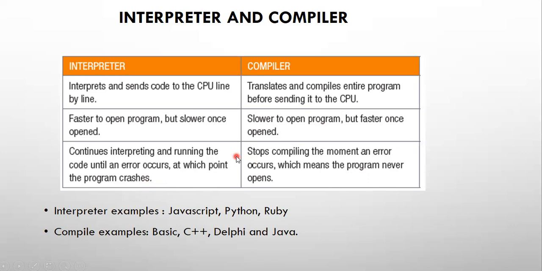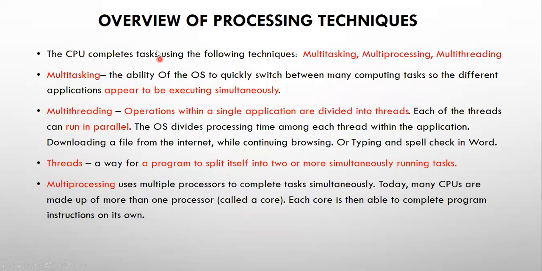Your compiler stops compiling the moment an error occurs. So there's no running of code. The entire program is compiled to machine code, and if an error occurs, then it will stop compiling, which means the program doesn't open. So again, those are examples of interpreters and compilers.